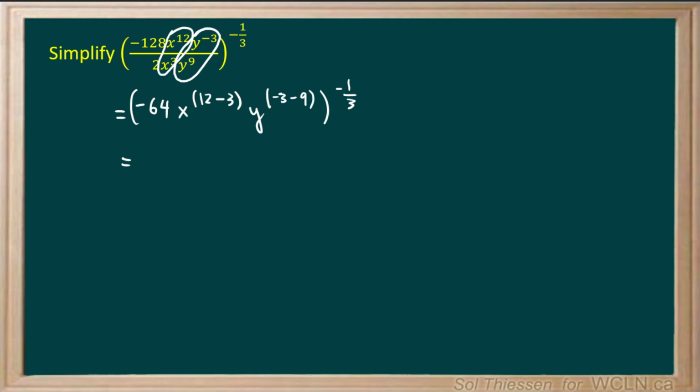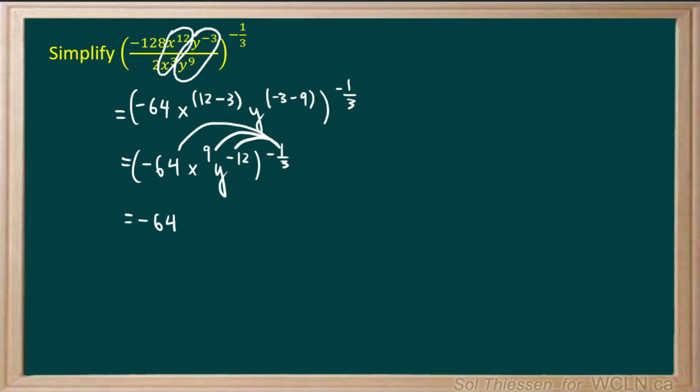So let's continue to simplify in the brackets for now. We'll have negative 64 times x to the power of 9 times y to the power of negative 12. And again, that's all raised to the power of negative 1/3. So now we can apply this exponent of negative 1/3 to each of these. So remember, this exponent law tells us that when we have an exponent being applied to a term that already has an exponent, the two exponents multiply together.